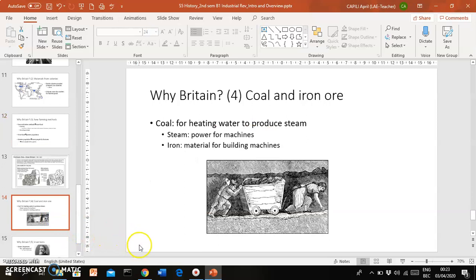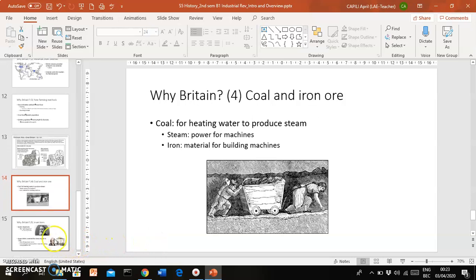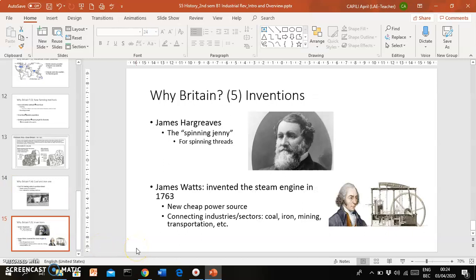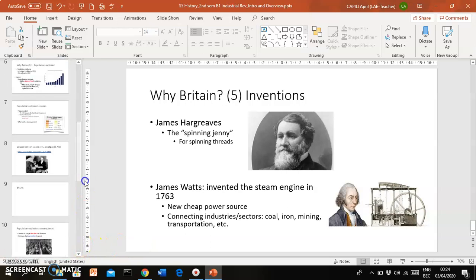Britain had resources that were important for industry, coal and iron. And this period in Britain also saw very helpful inventions and great inventions that improved different industries and areas in society. There you have it. So I hope this is all clear.